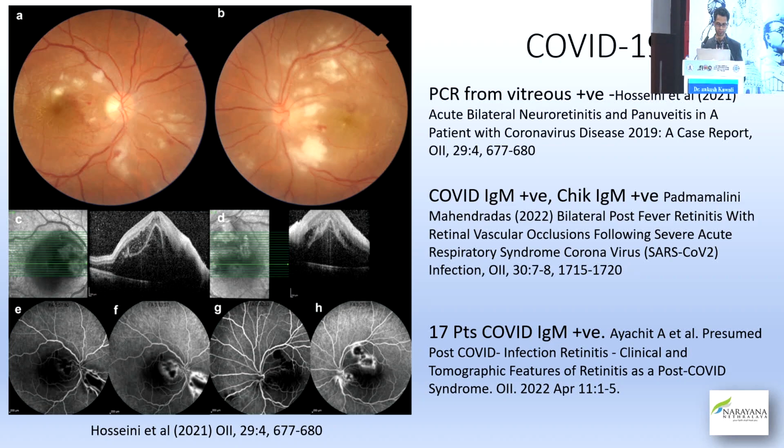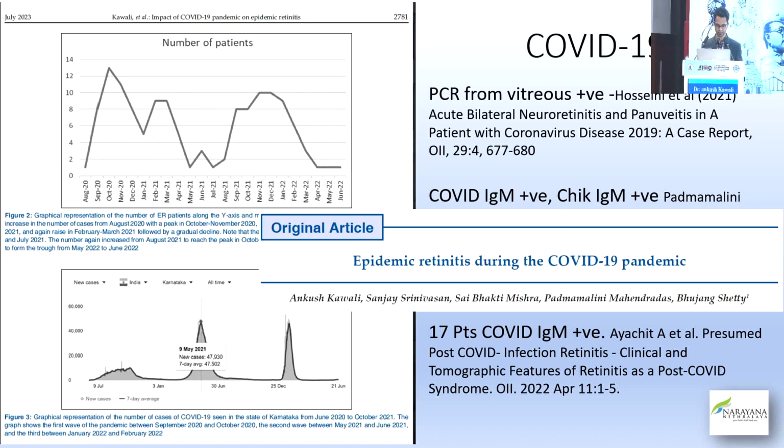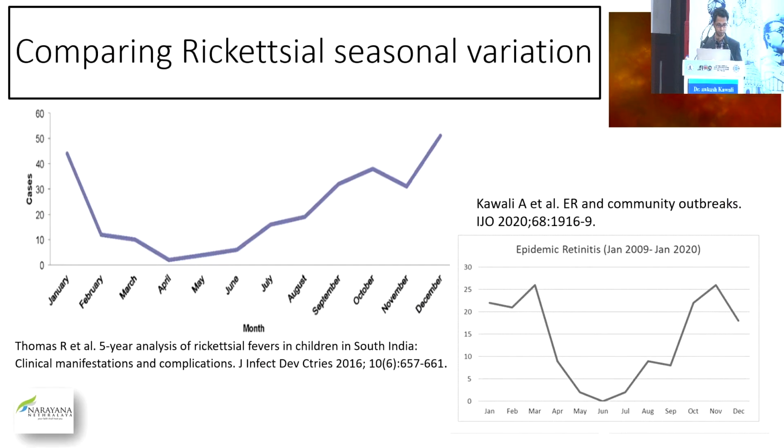During the pandemic, various authors correlated this entity with COVID-19. But when we studied the epidemiology as well as the seasonal variation, the study did not support COVID as the etiology of this particular entity. To our surprise, there was a report from Bangalore itself where the authors studied the seasonal variation of rickettsial fever in children, and the graph correlated with our graph of epidemic retinitis, suggesting the possibility of rickettsial disease as an etiological agent for epidemic retinitis.